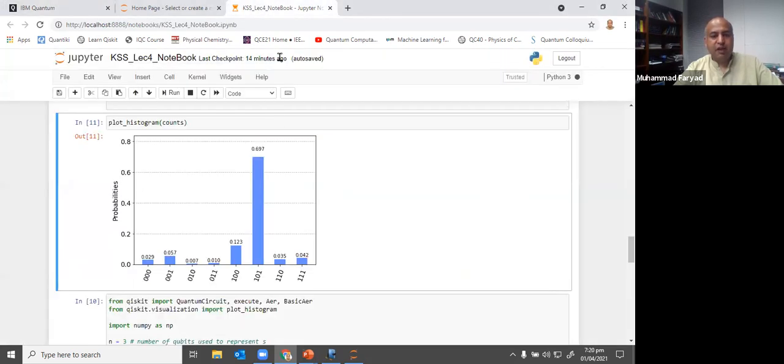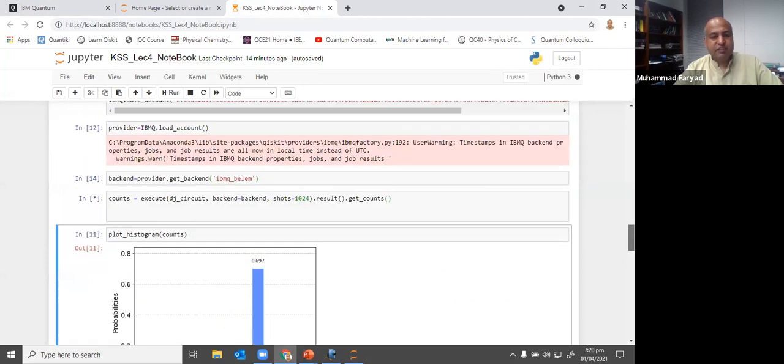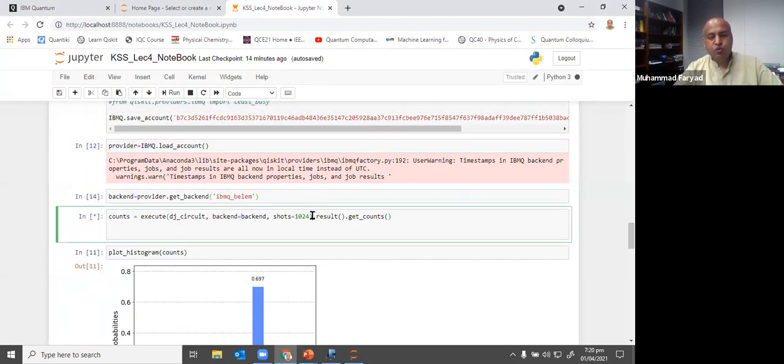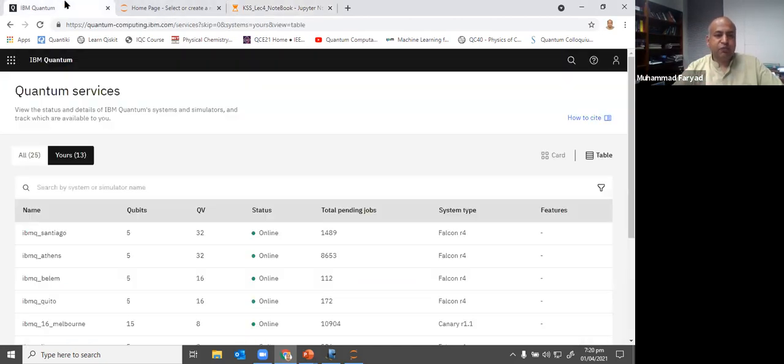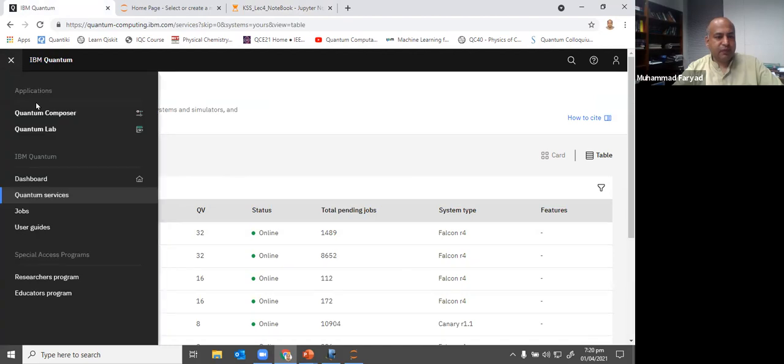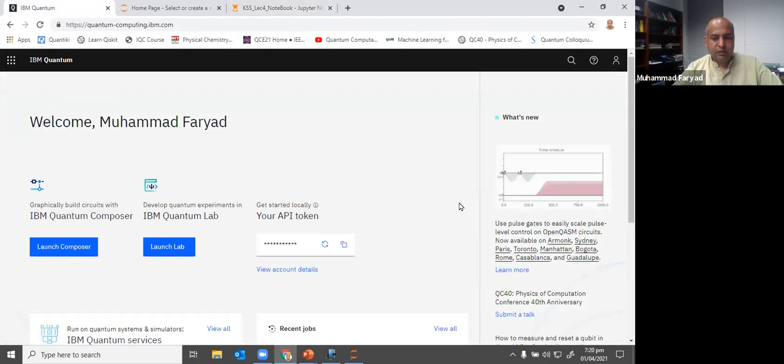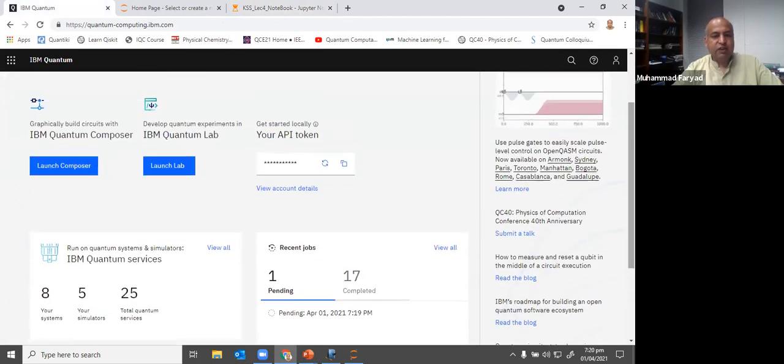For example, I have submitted this program which is still in queue, and if I want to go, I can close my notebook and go, but my program and everything is now saved here. Let's see if I go to my dashboard. And by the way, you can compose your circuit right here as well. You can launch a composer here. There's a graphical composer, and you can launch your Qiskit composer from here as well.